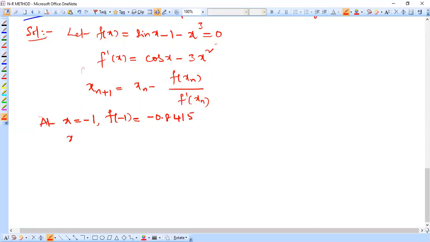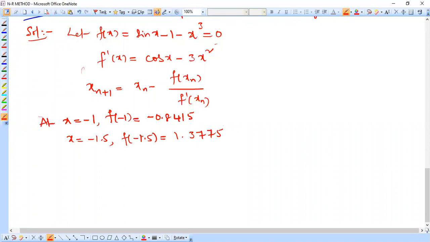Similarly, at x is equal to minus 1.5, I have substituted x is equal to minus 1.5. So f of minus 1.5 is equal to 1.3775. These are the values I am getting when I substitute x is equal to minus 1 and x is equal to minus 1.5 in the given equation. Okay, I have chosen specifically this example because for this example, one of the roots is negative. That's why I have chosen this example.